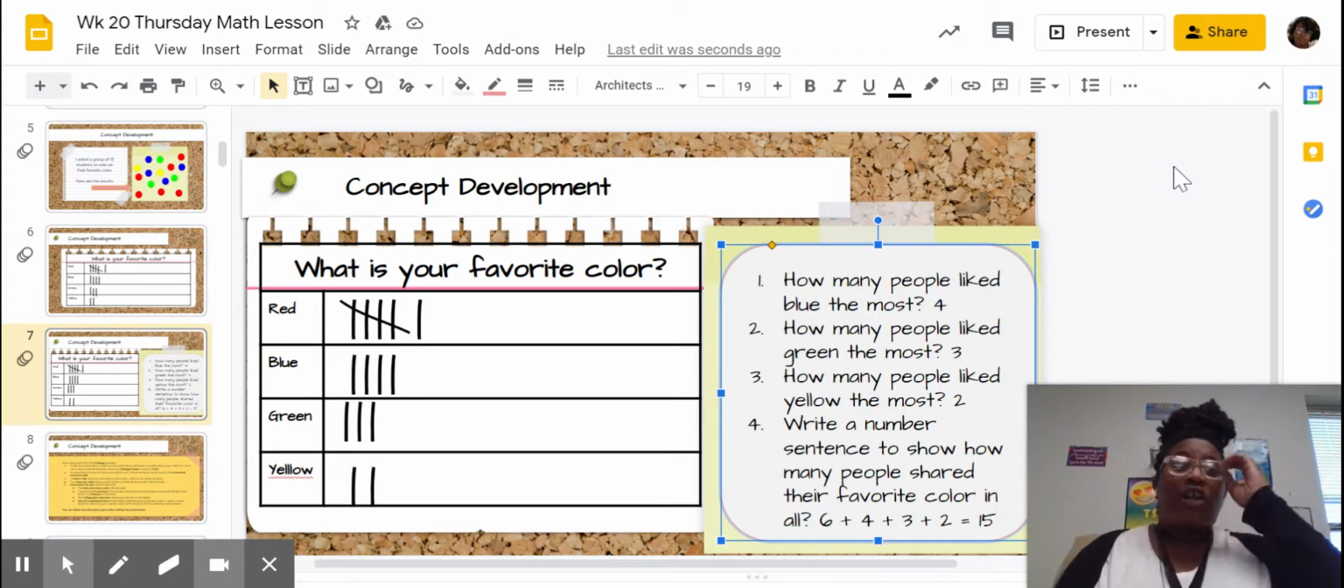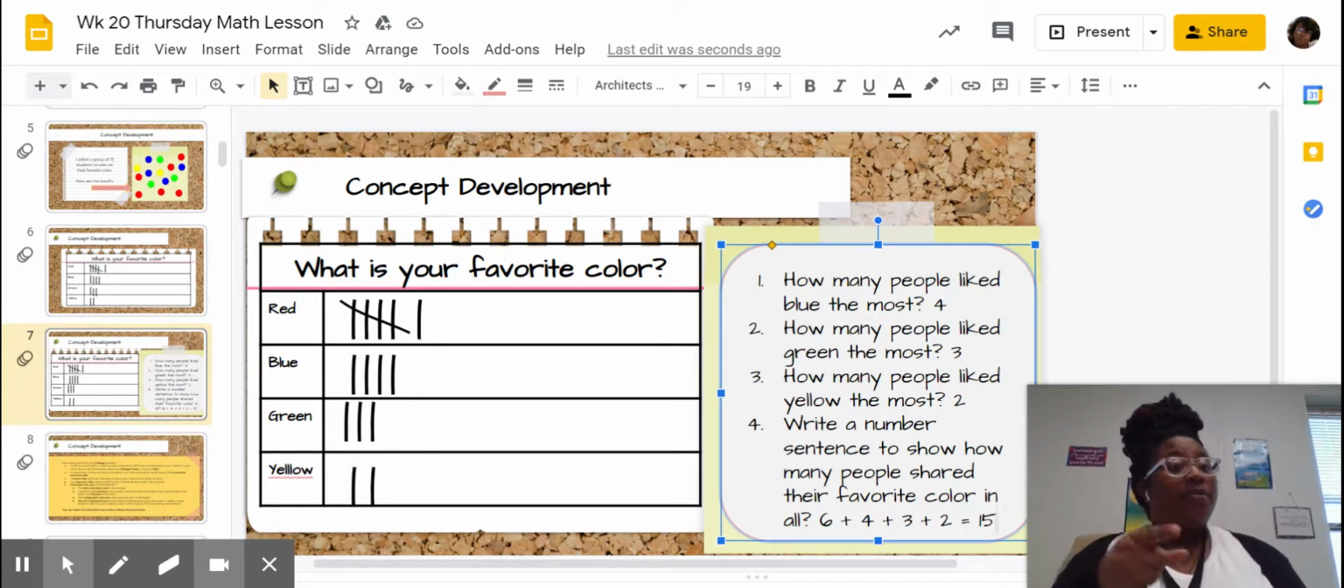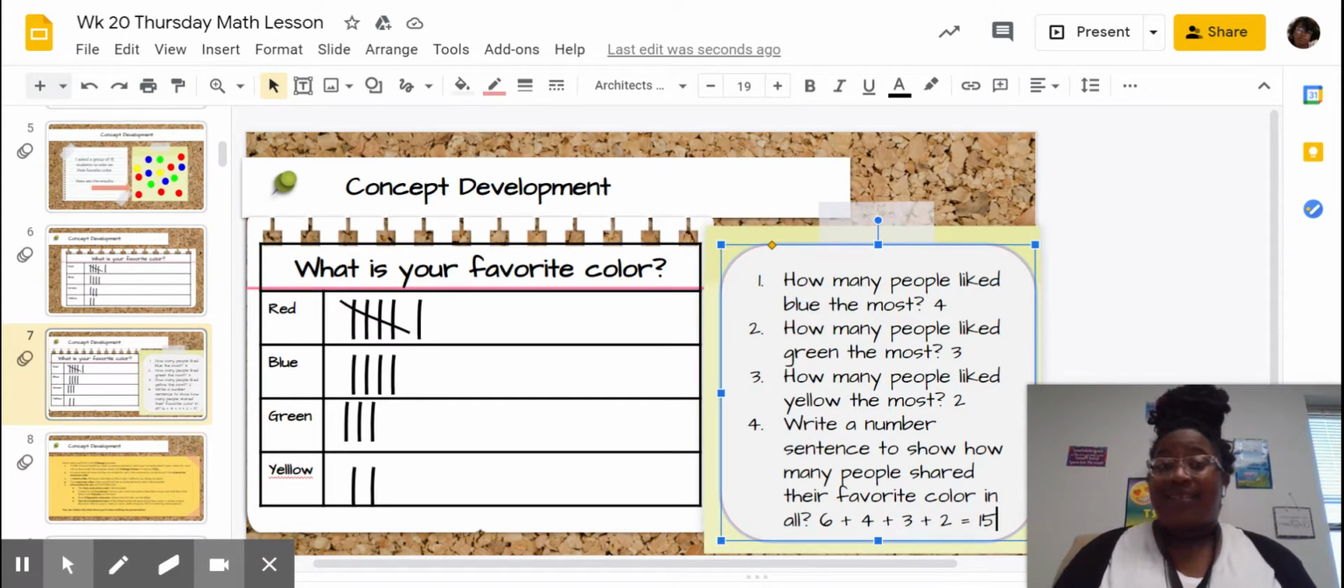Okay, friends? So on the next couple of slides, you're going to be practicing how to create your own tally charts and how to answer questions and analyze that data based on those tally charts. Remember to do your work on a separate sheet of paper, and you're going to take a clear picture. Make sure your picture is clear. If you can't read the writing in your picture, that means Ms. Sharp can't read it either. So make sure to take a clear photo and upload it to Google Classroom.